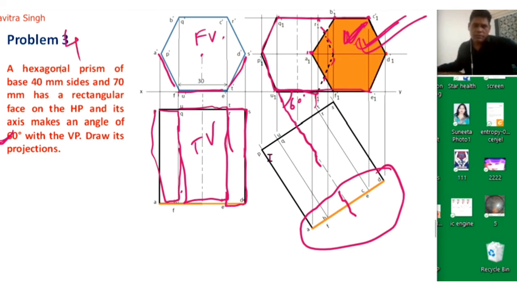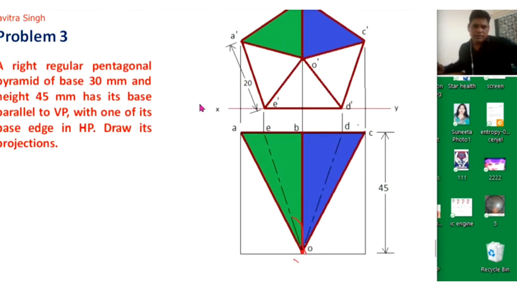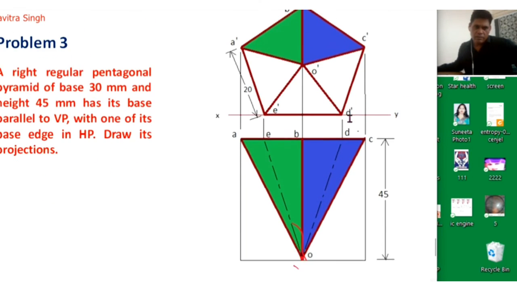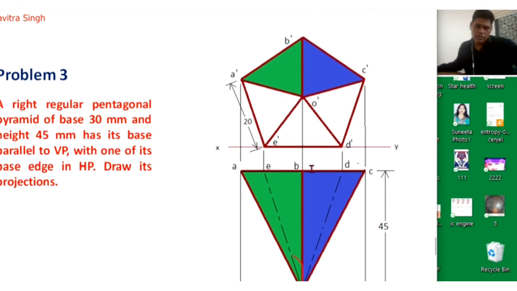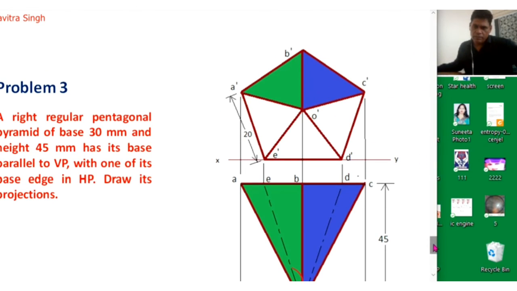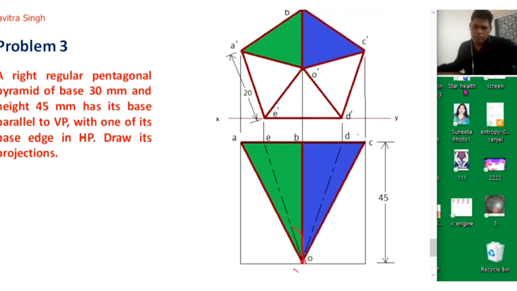Okay, now I will try to solve this last and fifth problem. Okay, so actually this is the fifth problem. So write: a regular pentagonal pyramid of base 30 mm and height of 45 mm has its base parallel to the vertical plane with one of its base edges on the horizontal plane.